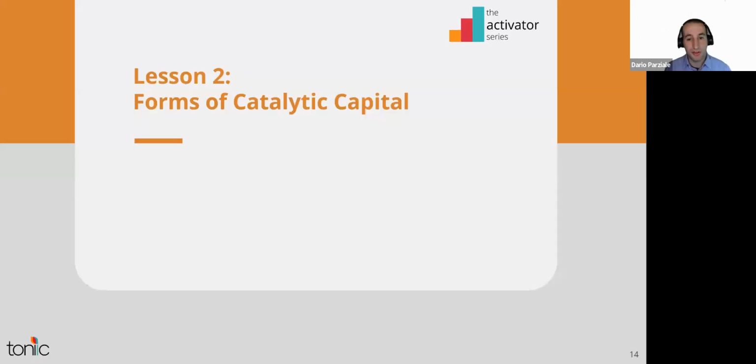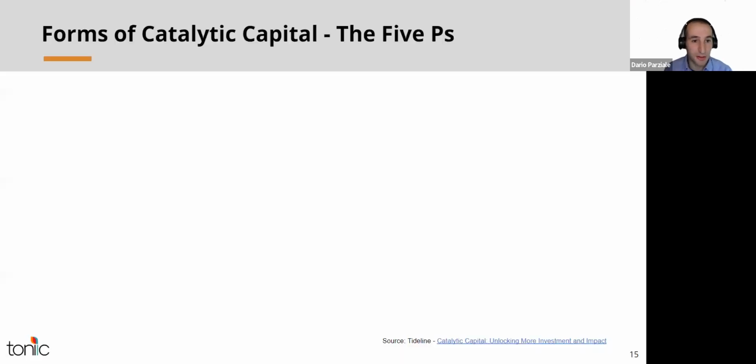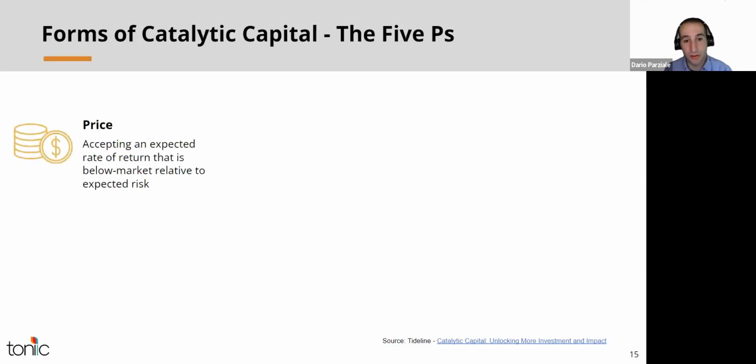In lesson 2, we describe the forms of capital, and for each of these forms, I will present 2 case studies. As a reminder, here are the forms of catalytic capital and how they enable impact. Price: accept an expected rate of return that is below market relative to the expected risk. This is in relation to what commercial investors will do.